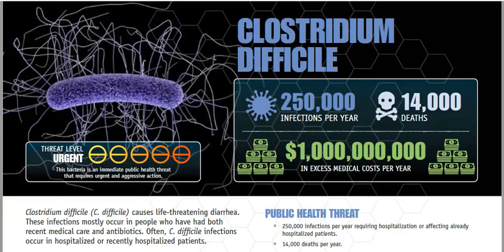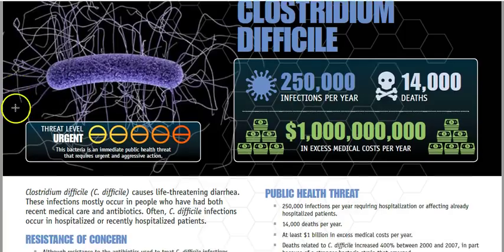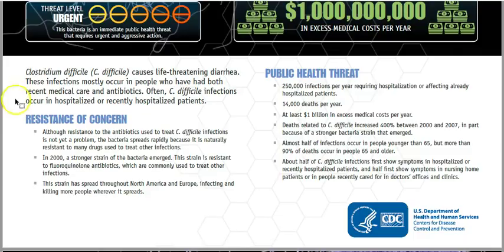250,000 infections per year, 14,000 deaths, 1 billion in excess medical costs per year. Threat level urgent. This bacteria is an immediate public health threat that requires urgent and aggressive action. C. difficile causes life-threatening diarrhea. These infections mostly occur in people who have had both recent medical care and antibiotics. Often CD infections occur in hospitalized or recently hospitalized patients.